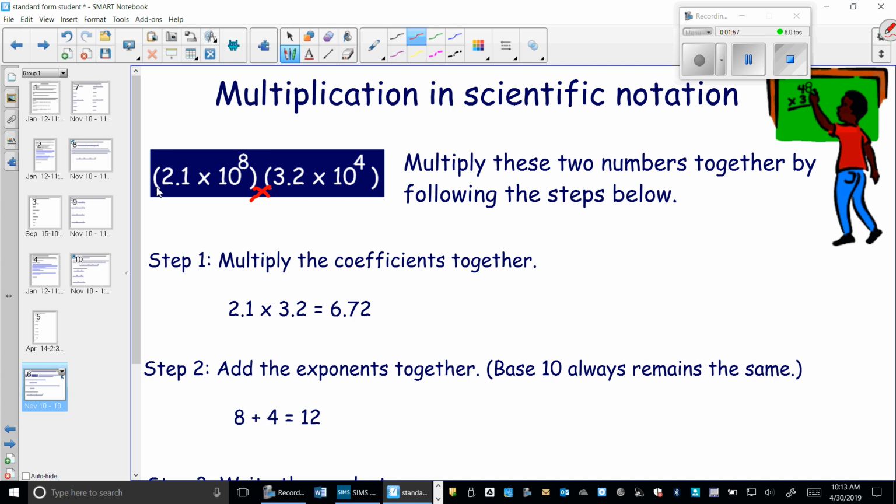We talked about this the other day. If we've got 2.1 multiplied by 10 to the 8, multiplied by 3.2 multiplied by 10 to the 4, does the order in which we do this multiplication matter? No, okay? So I'm going to choose to focus on these numbers here to start with, and multiply those numbers together.